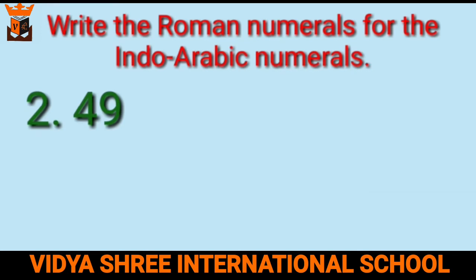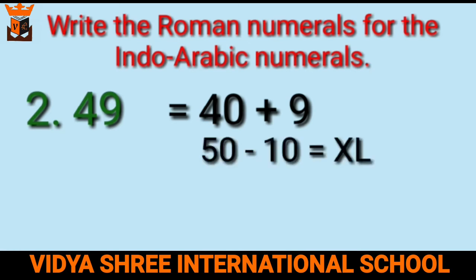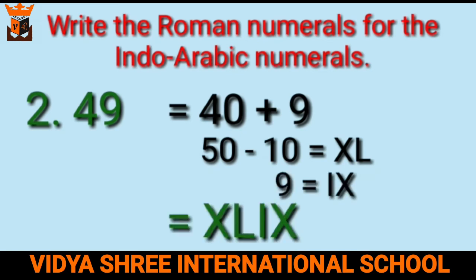Next number is 49. So we can write in tens and ones. So it is 40 plus 9. 40 we can write as 50 minus 10, which is XL, and 9 we can write as IX. So the Roman numeral for 49 is XLIX.